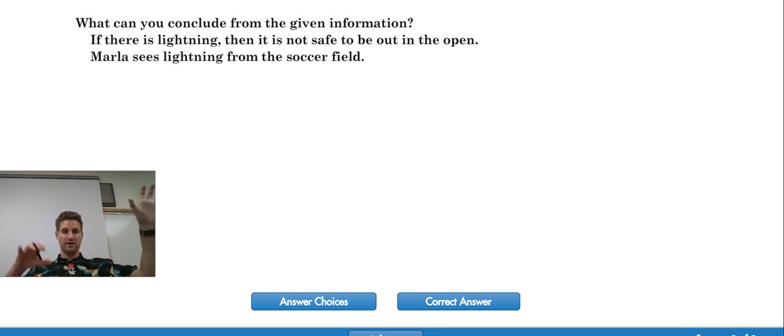So, lightning is the hypothesis, and not safe outside is the conclusion. She sees lightning, so the hypothesis is true. That means the conclusion must also be true: it's not safe to go outside. So if the conditional is true and we have the hypothesis, then the conclusion is also true. All right, let's look at the law of syllogism.